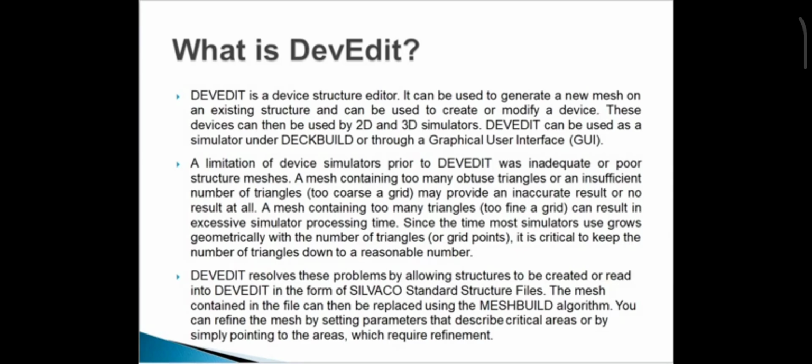A limitation of device simulators prior to DevEdit was inadequate or poor structure meshes. A mesh containing too many obtuse triangles or an insufficient number of triangles may provide an inaccurate result or no result at all. A mesh containing too many triangles can result in excessive simulator processing time. Since the time most simulators use grows geometrically with the number of triangles, it is critical to keep the number of triangles down to a reasonable number.